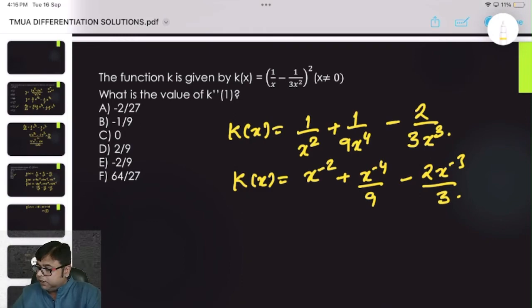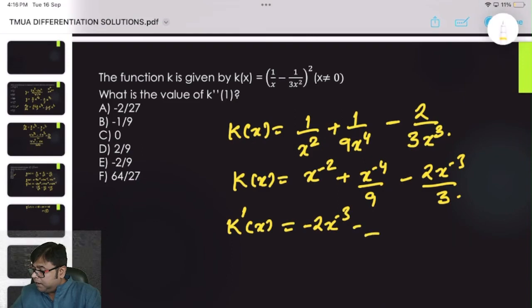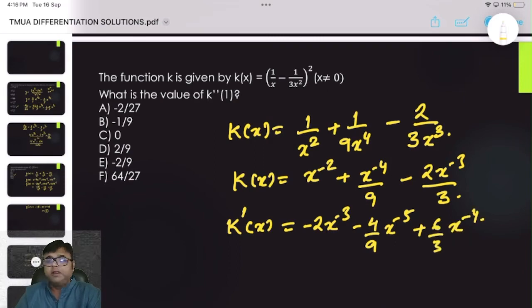Now, if I differentiate, suppose I find the first derivative k dash x, it will give me minus 2x to the power minus 3 minus 4 by 9 x to the power minus 5 plus 6 by 3 x to the power minus 4. This is the first derivative. Now let's find the second derivative.